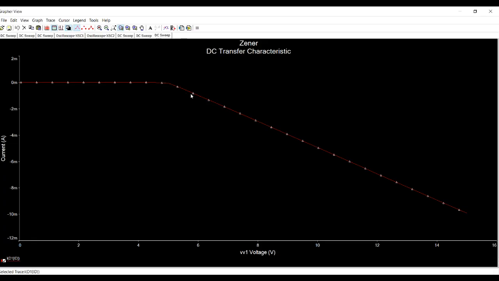This is the graph of current versus voltage. From the graph, we can see that the Zener voltage is approximately 5 volts. When the voltage supply gets greater than the Zener voltage, the amount of current flowing through the circuit increases when the voltage gets higher.